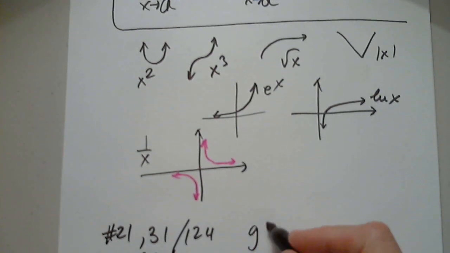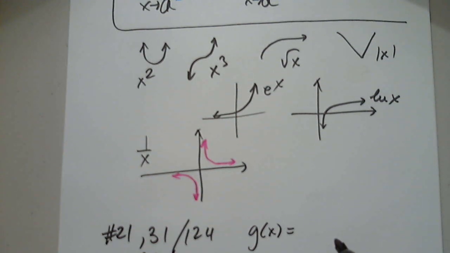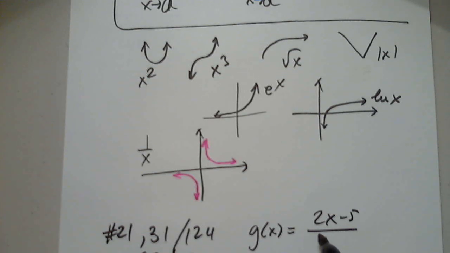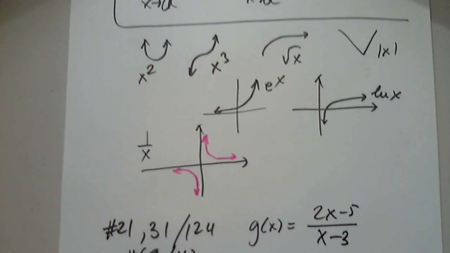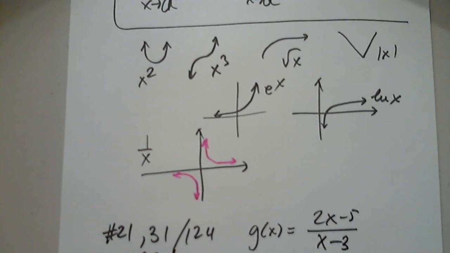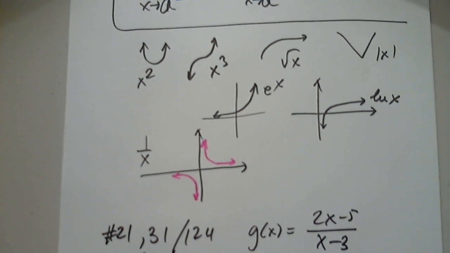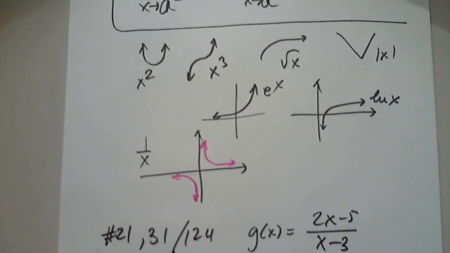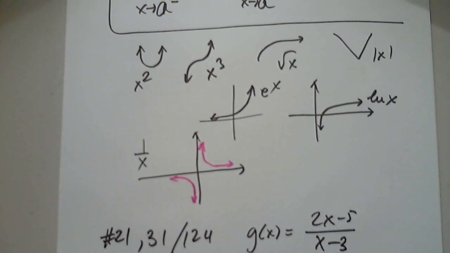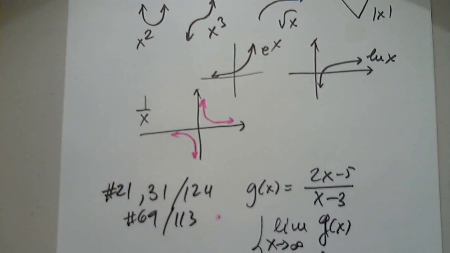69. So we have g of x equals 2x minus 5 divided by x minus 3. And they want us to find the limit as x approaches infinity of g of x, of course. I'm copying from something else now. 69 we said. G of x, yes. And when x approaches 3 from either side. So limit as x approaches 3 of g of x. So we are asked to determine two different things. Let's start with the first one.